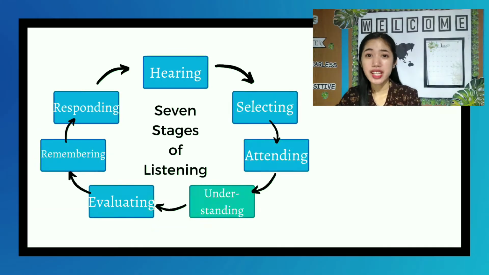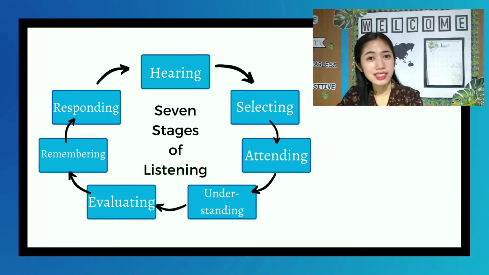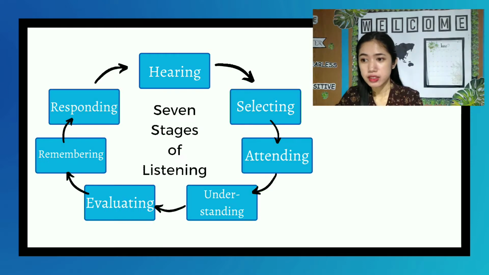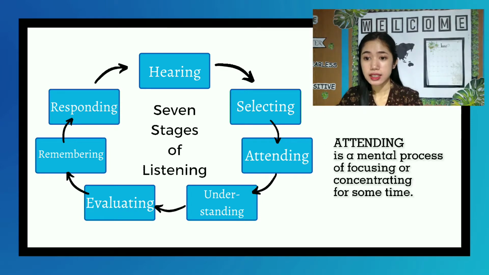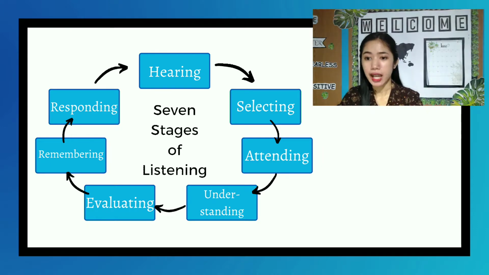So on your screen are the 7 stages of listening. The first one is hearing. Second is selecting. It is a process where we choose which stimuli we will listen to or which we will ignore. Next is attending. It is a mental process of focusing or concentrating for some time.